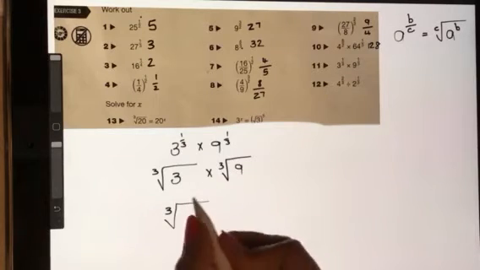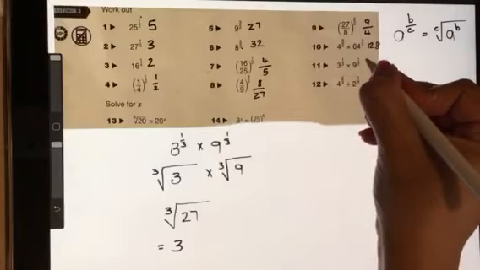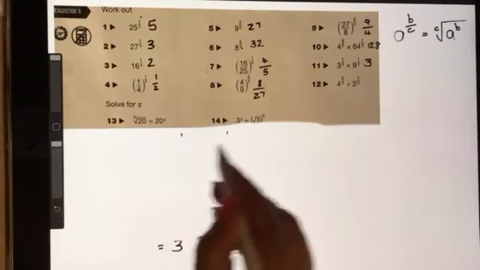9 times 3 gives us 27. And the cube root of 27 is 3. So our answer there is 3. Right. Next step.